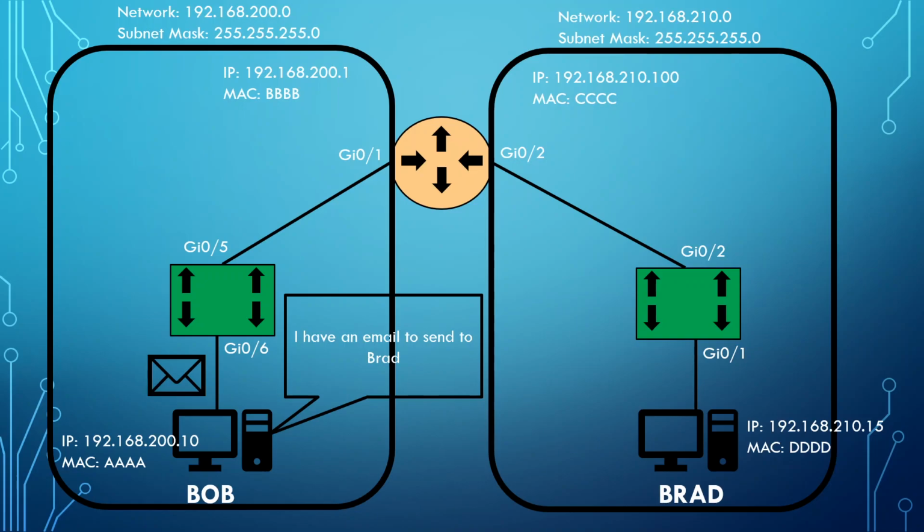We can't have 2 ports on the router which connect to the same network. So in this case, we can't have GI01 and GI02 both connecting to the 192.168.210 network. That breaks the rules of routing. Routers, each port represents a different network.